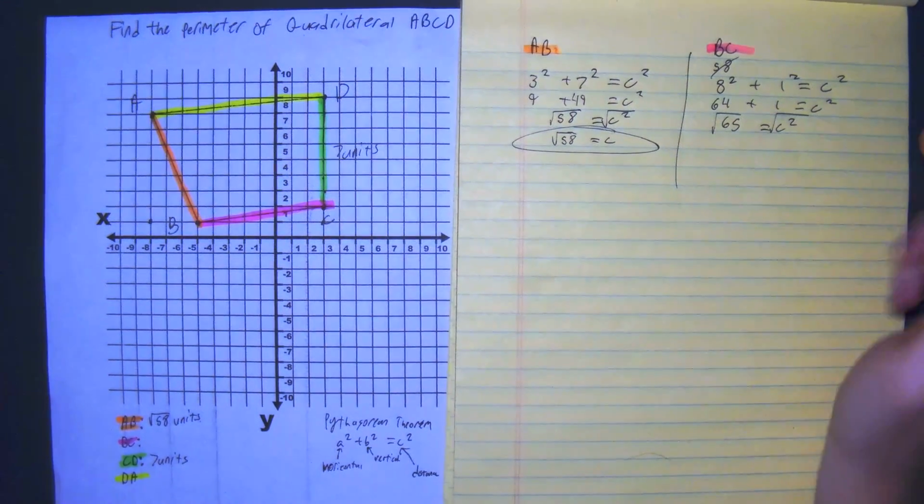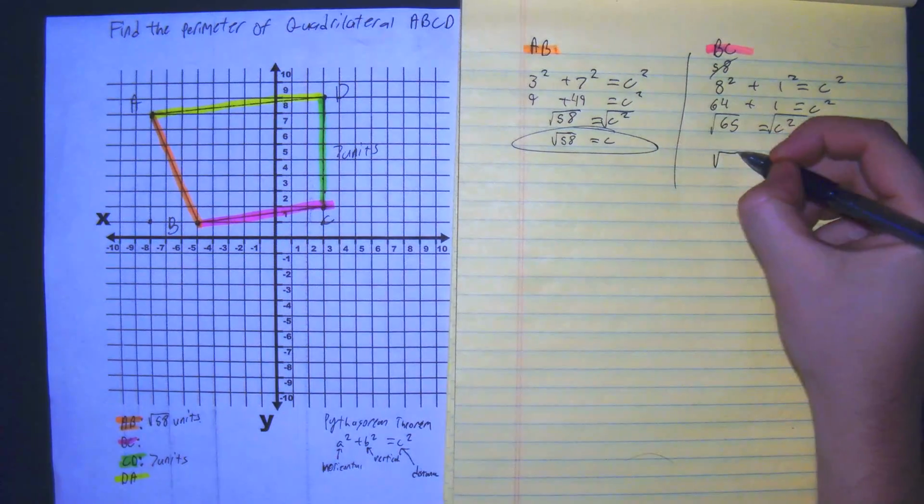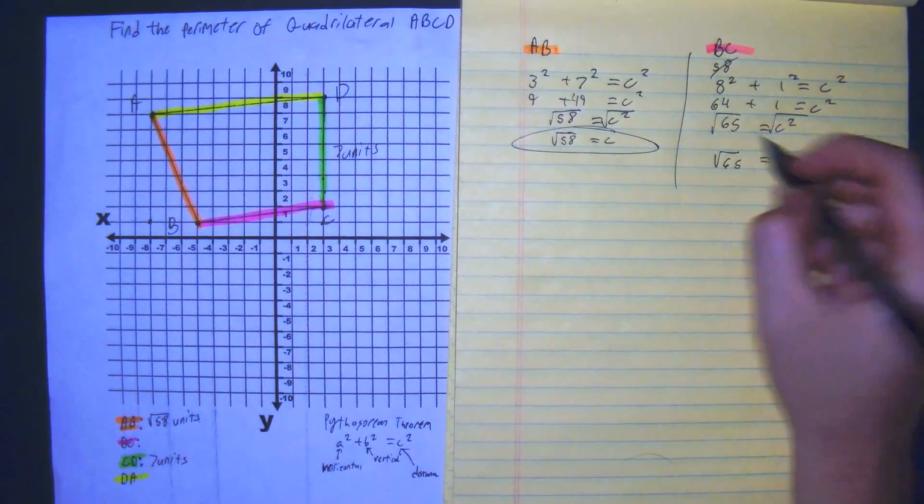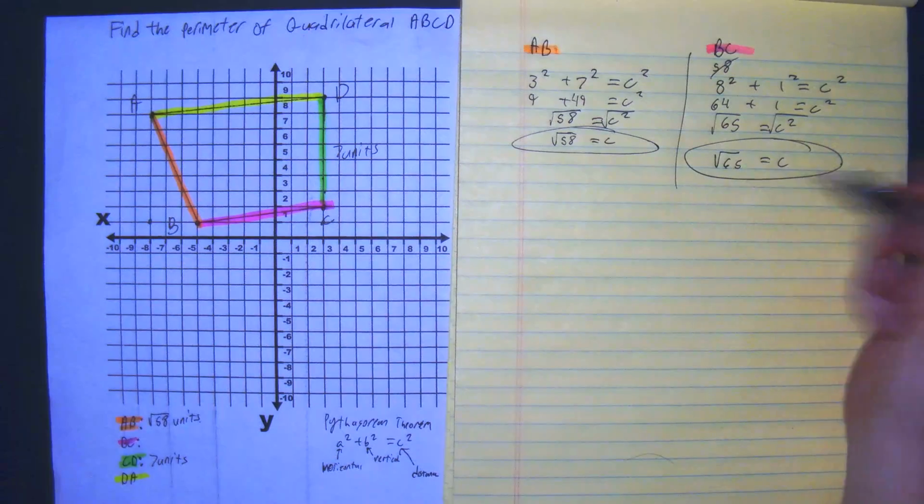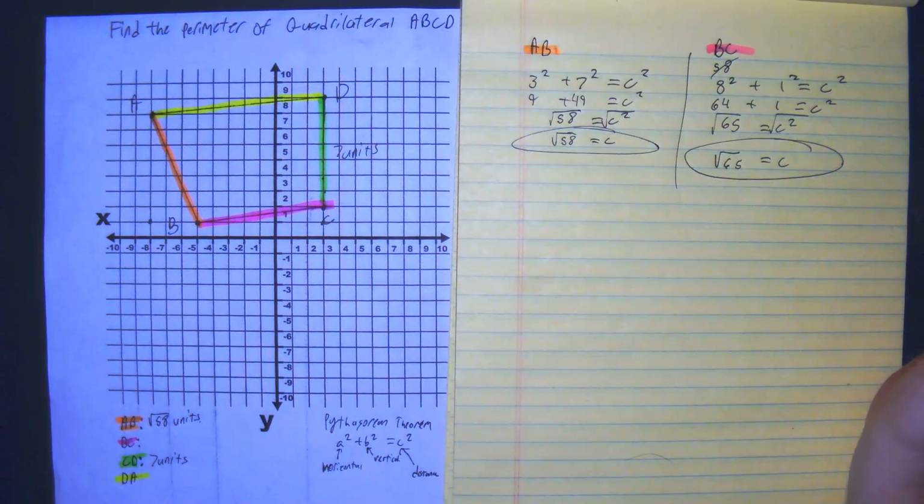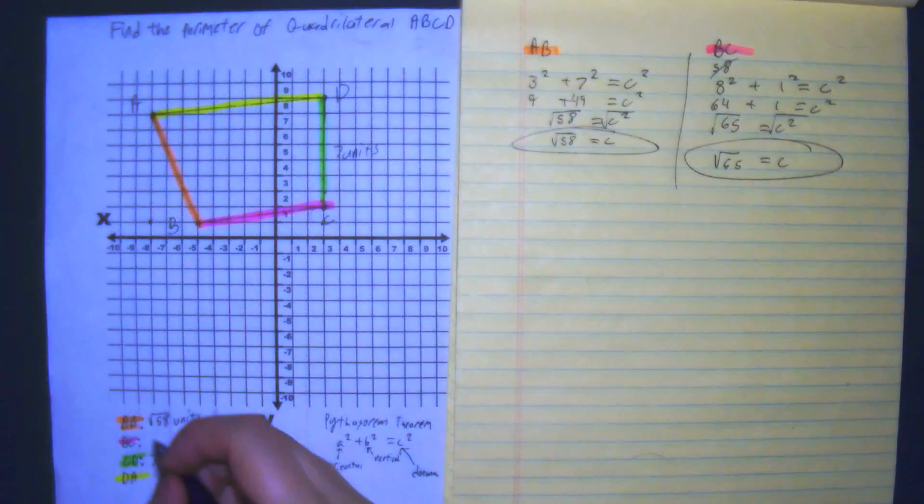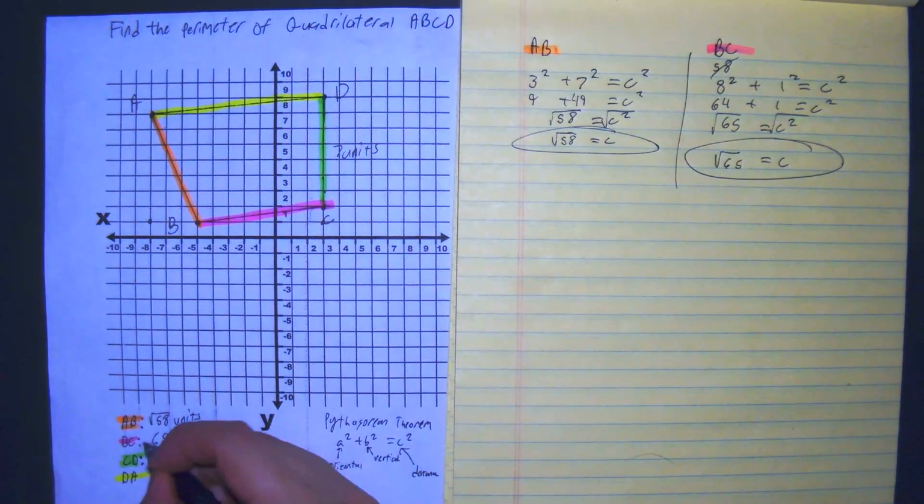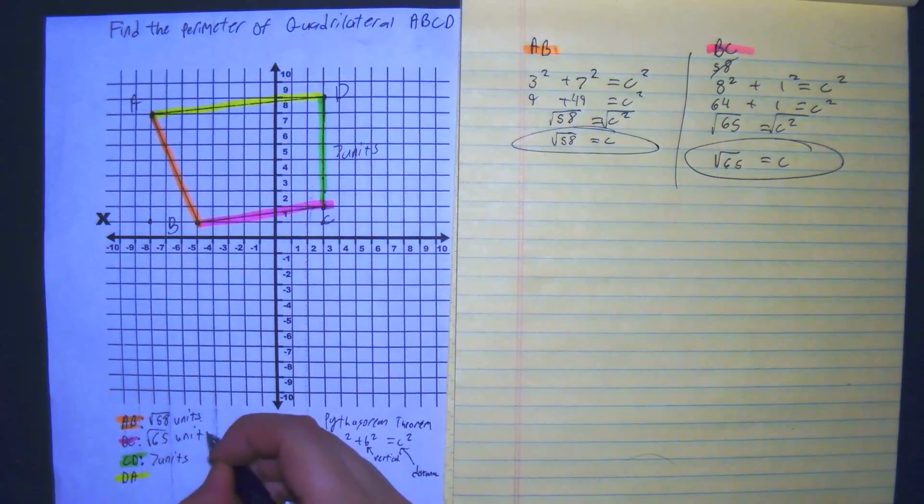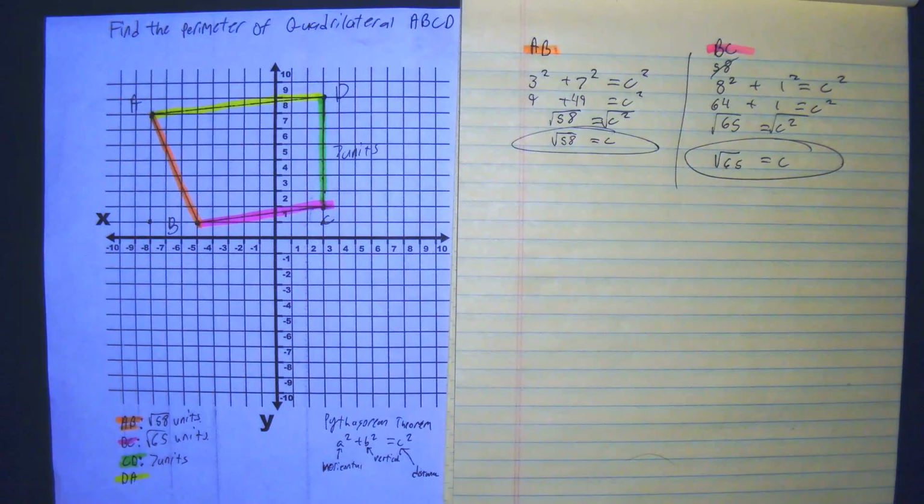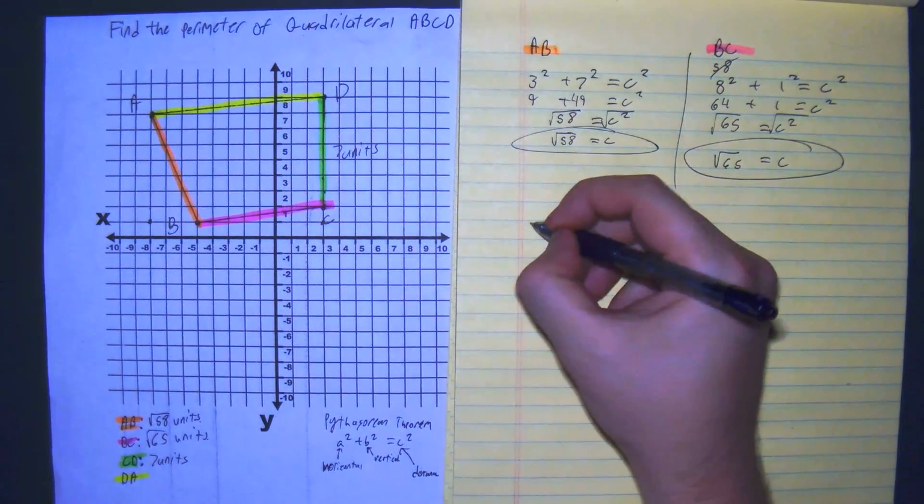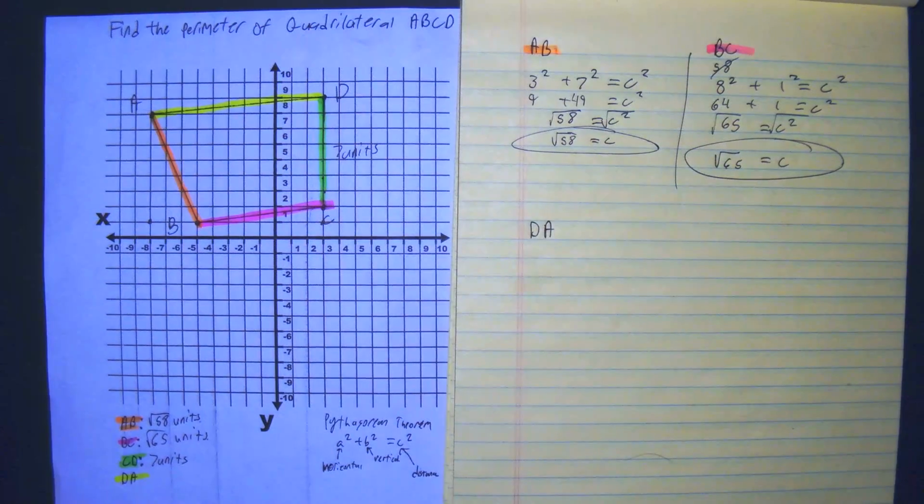So right here, we have the square root of 65 is equal to C. 65 is broken down to 5 and 13. It's not a perfect square, so we can't do anything. So for BC, we put square root 65 units. We're just going to keep it like that, not get a decimal right away, because we want to make sure our answer is as precise as possible. Last, we want to find DA, or AD, doesn't really matter.